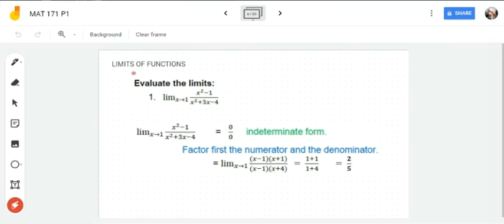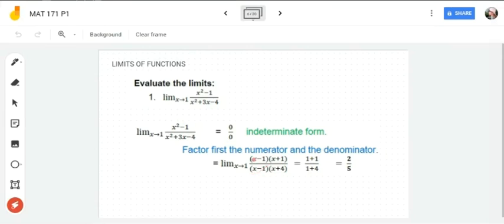So in order to evaluate your limit, you need to do something about your equation. You may cancel out some factors in here, so that you can evaluate your function without your denominator being 0. So in order to do that, let's factor out the two equations here. The factors of x squared minus 1 are x minus 1 and x plus 1. And then the factors of x squared plus 3x minus 4 are x minus 1 and x plus 4. And then if you can see, they have a common factor, which is x minus 1.